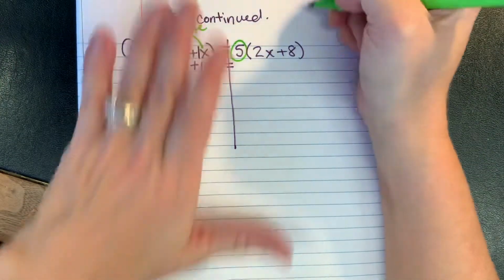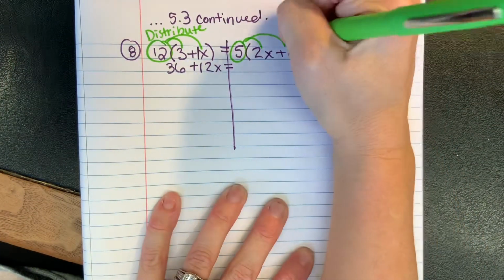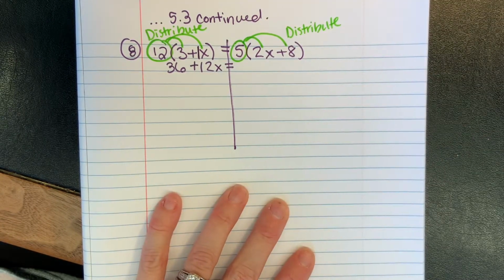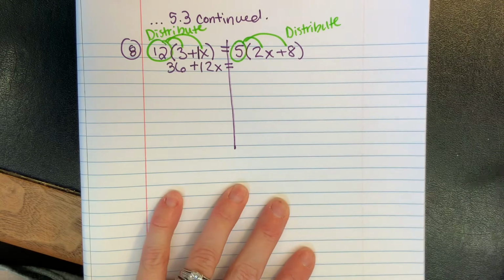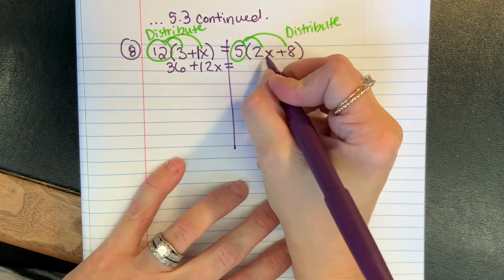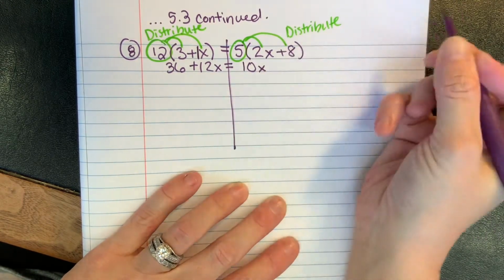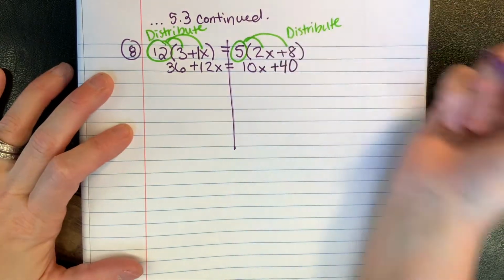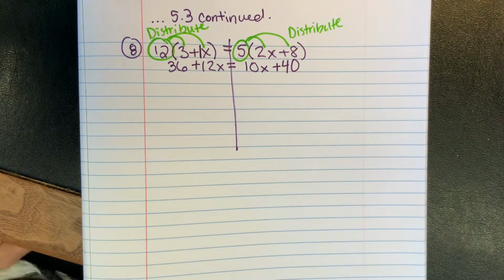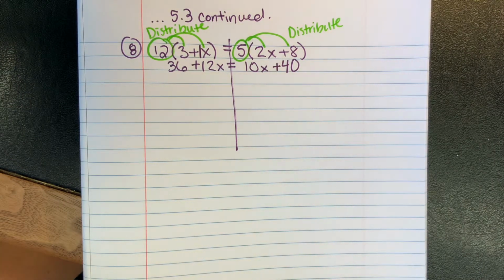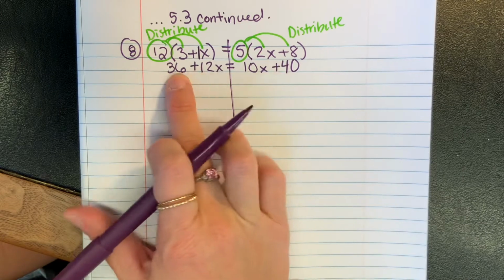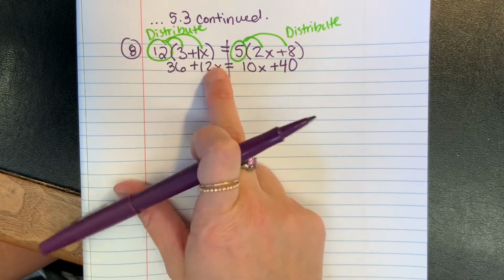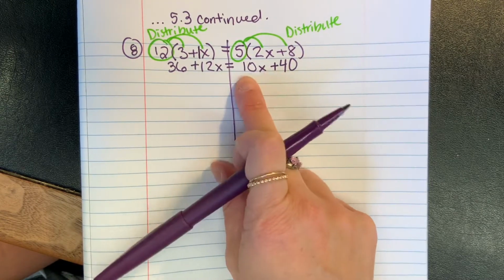Okay, now I also see parentheses on the right side. So I'm gonna look at this separately, and I need to distribute the 5 over here. And that is multiplying. So 5 times 2x is 10x. And then 5 times 8 is 40. So plus 40. All right, so this is where we had to distribute on both sides. However, there is no combining like terms. I can't add the 36 and the 12x on this side because one has x, one doesn't. Same thing over here. The 10x has an x, the 40 doesn't.